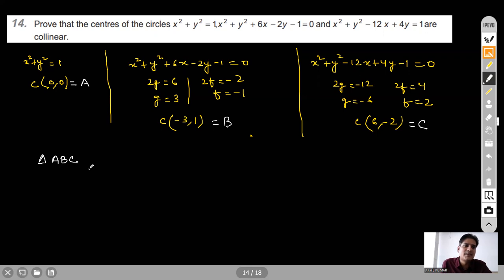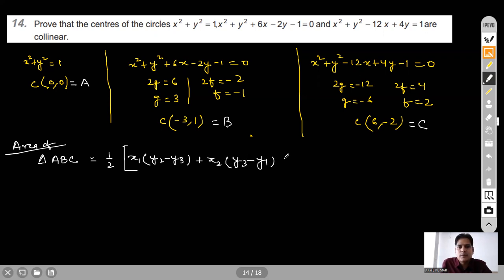Let me find the value of the area of triangle ABC. So what will be the area of triangle ABC? It will be half times x1 into (y2 minus y3) plus x2 into (y3 minus y1) plus x3 into (y1 minus y2), right?